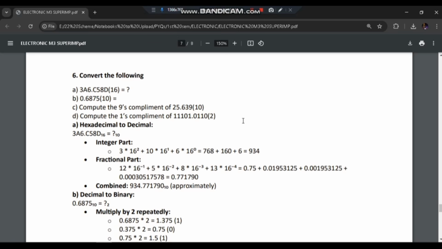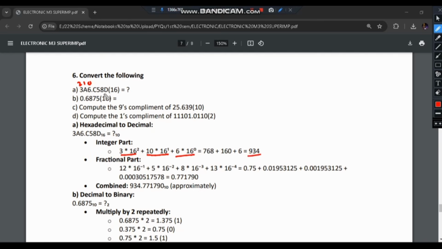Okay, the first is to convert a hexadecimal value to a decimal value. This is the hexadecimal value, 3A6.C58D, to be converted into a decimal value. Whatever the hexadecimal value is, first you have to calculate the powers of it. See, this power is 0, this power is 1, this power is 2. And 3 into 16 power 2, plus A is equivalent to 10, 10 into 16 power 1, plus 6 into 16 power 0. Whatever answer we get, we will keep it here.